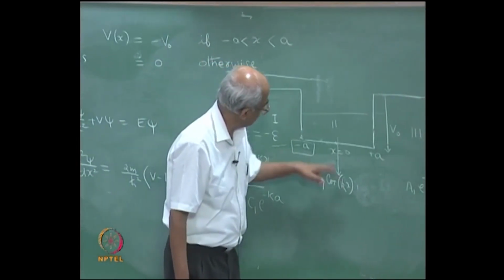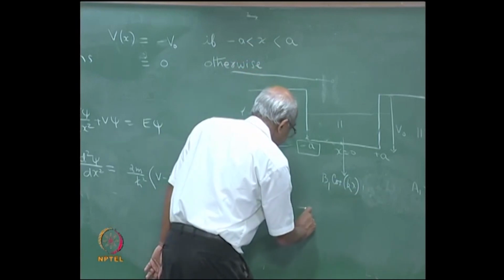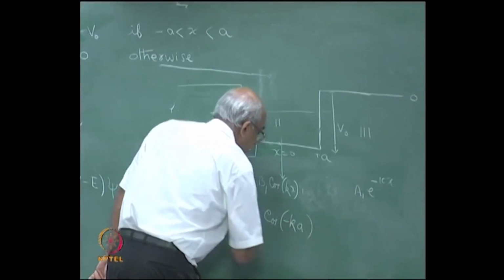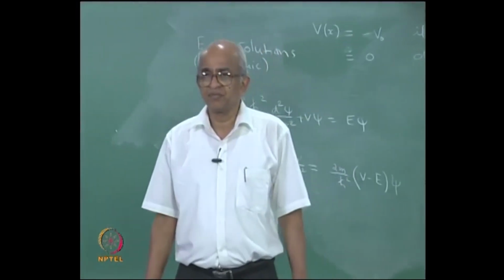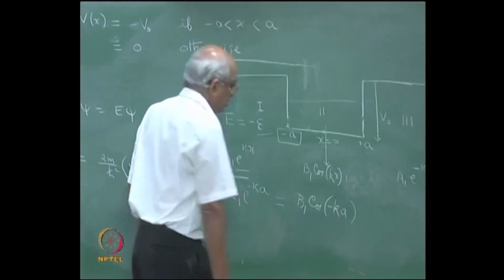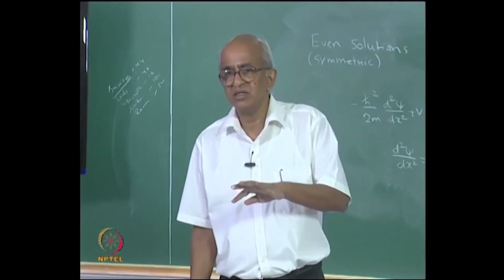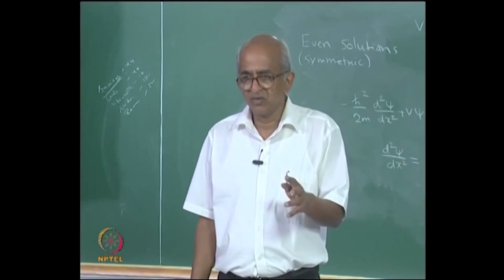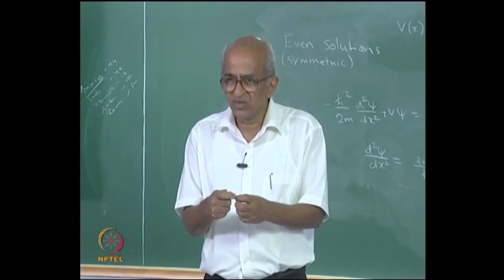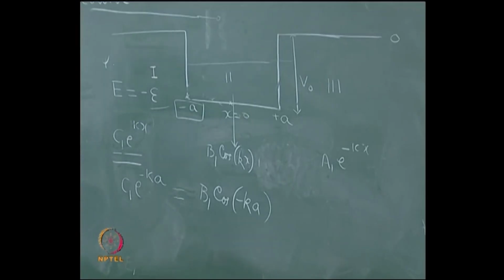And what is the value of the wave function at this point evaluated using that expression? It will be equal to B1 cos minus Ka, and the two have to be equal. So, you get this equal to that. Why do I do that? The answer is actually extremely simple. I want to find out relationships between C1 and B1. How do I do that? I have to impose the condition that the wave function and its derivative are both continuous. That is the way in which I will determine the constants C1 and B1.